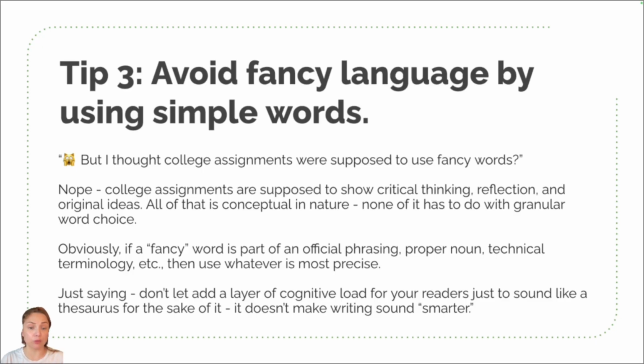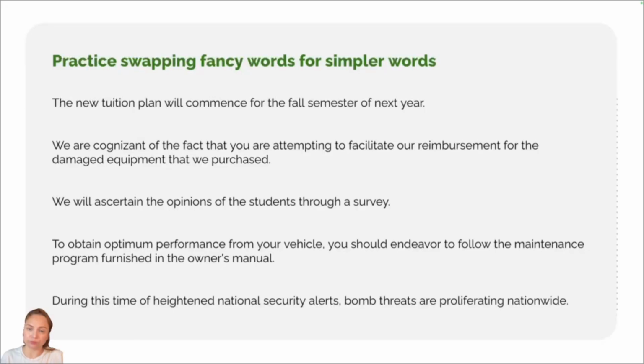Now, this may be different in creative writing like a poetry class, and again, use context for when you're making word choice decisions, but for technical style, simpler words are preferred. Here's a couple examples. The new tuition plan will commence for the fall semester of next year. What if we said instead, next fall tuition plans are changing? It means the same things, but the simpler words are easier to understand.